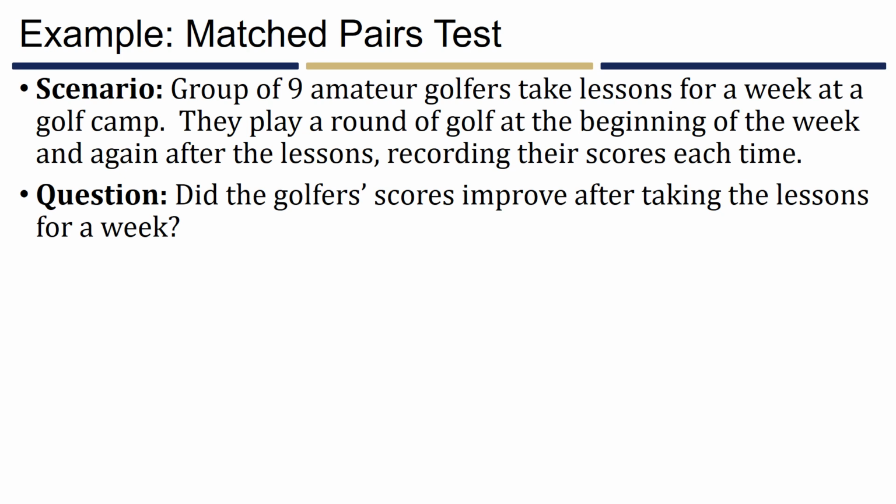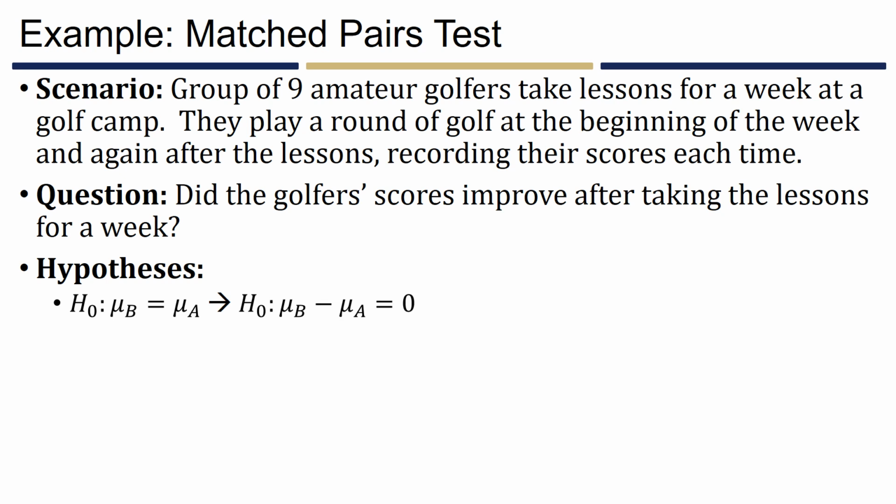Our null hypothesis in a matched pairs test here is going to be that the before mean is equal to the after mean. Another way of writing this would also be to subtract the after mean over to the left-hand side. So we have the before mean score minus the after mean score is equal to 0. A third way of writing this out is to replace mu sub b minus mu sub a with mu sub d, where mu sub d represents the difference between the means. Any one of these three is an appropriate way to write the null hypothesis because they all represent the notion that there is no improvement in the scores.